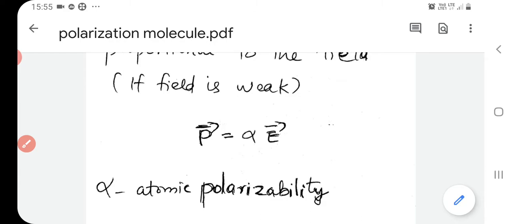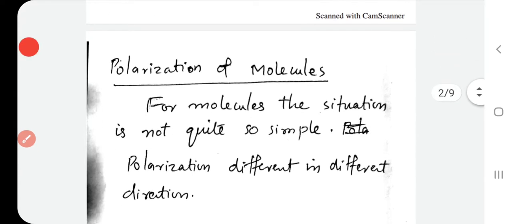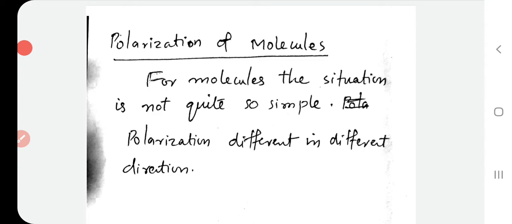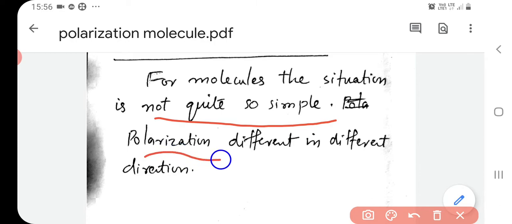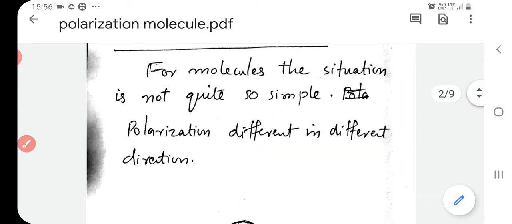Now we are considering a molecule. We are considering polarization of molecules. For molecules, the situation is not quite so simple as in the case of an atom, because the polarization is different in different directions. The polarization developed in the atom or in the molecule is different in different directions.